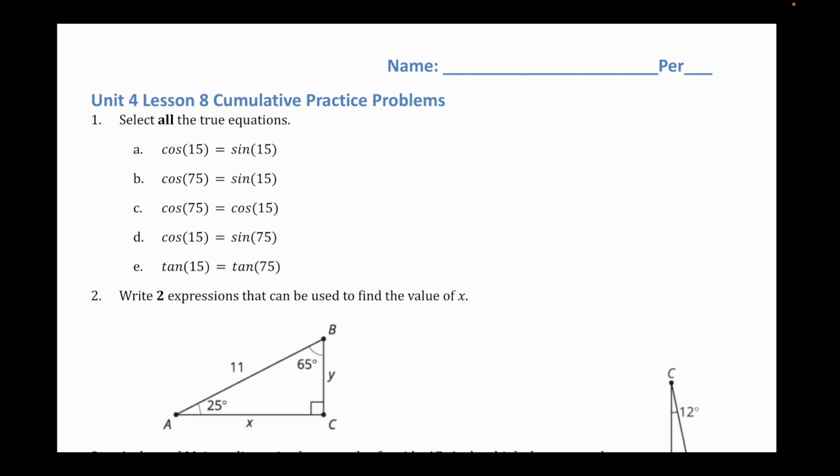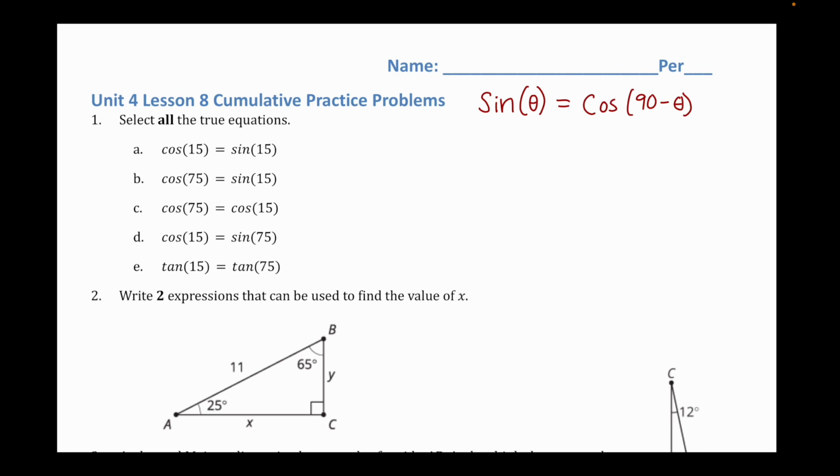So one of the key ideas from this lesson, and I'm going to write it here at the top, is that basically if we have the sine of one angle in a triangle, one of the acute angles, that's going to be equal to the cosine of the other acute angle. So if we had the sine of theta, that's going to be equal to the cosine of 90 minus theta, because whatever that many degrees is, we would subtract it from 90 to find the other angle.